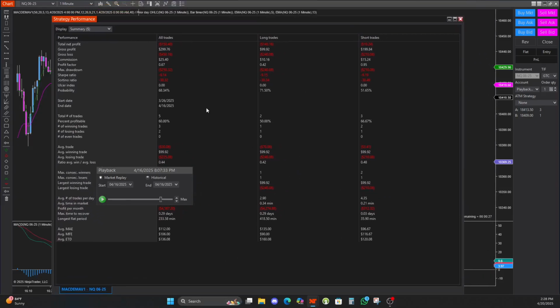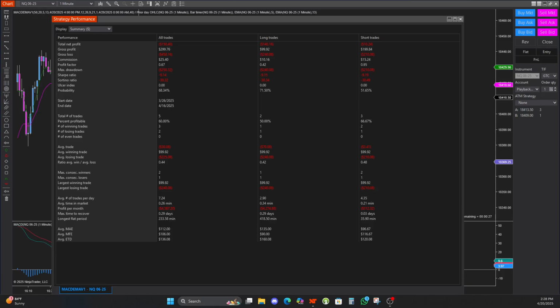Okay, and here we are. Let's move this out of the way. Profit factor is 0.67. Not very good. So it took 5 trades, out of which 3 of them were winners, 2 of them were losers. And if you can remember from my previous videos, each winner is only a $100 profit gain, but each loser is $200 based on how I set it up.